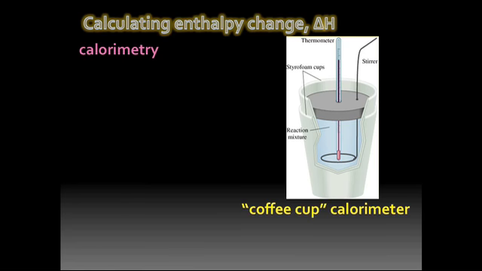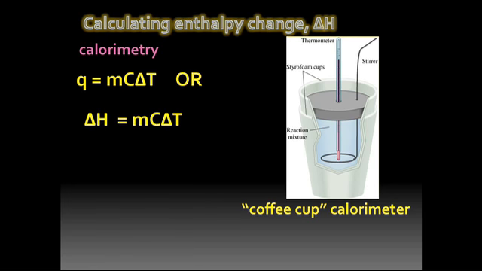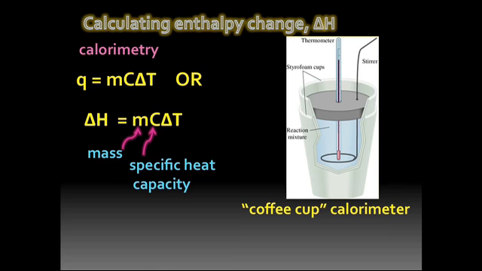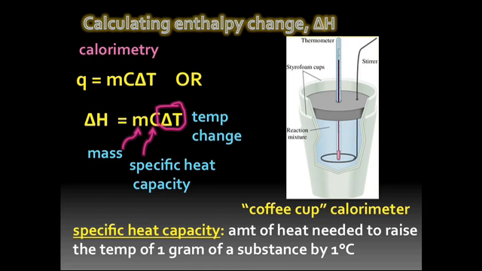This is an example of just a coffee cup calorimeter. It's using a styrofoam cup with a lid. So that's a pretty simple one. So we're going to use this Q equals mc delta T, or delta H equals mc delta T. You're going to see the Q most often. Okay, the m is going to stand for mass. The c is going to stand for specific heat capacity. And delta T is going to be the change in temperature from final minus initial. And then the Q, or the delta H, is the heat.